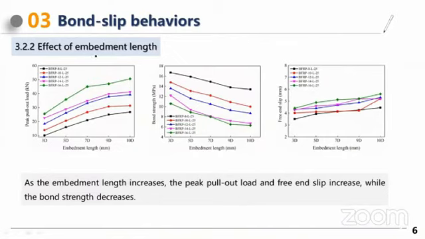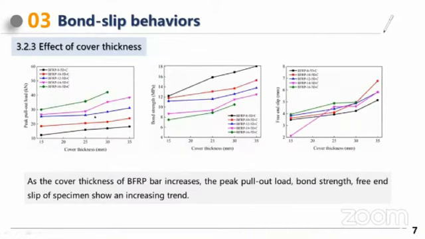We also consider the embedment length effect. As the embedment length increases, the peak pull out load and free end slip increase. As this picture and this picture show, there is an increasing trend, while the bond strength decreases. For the cover thickness effect, we can see as the cover thickness increases, the peak pull out load, bond strength and free end slip increase.